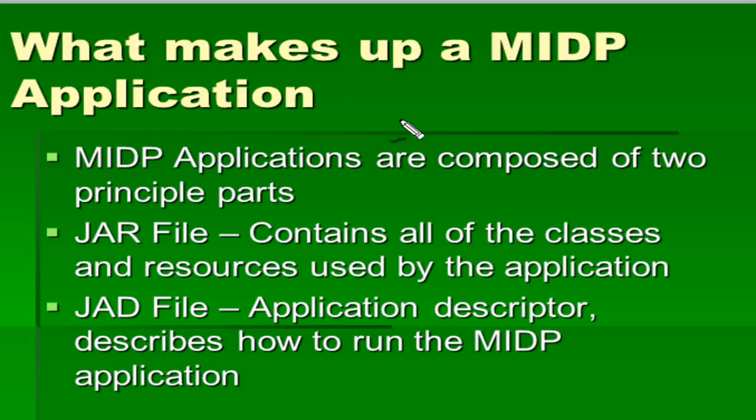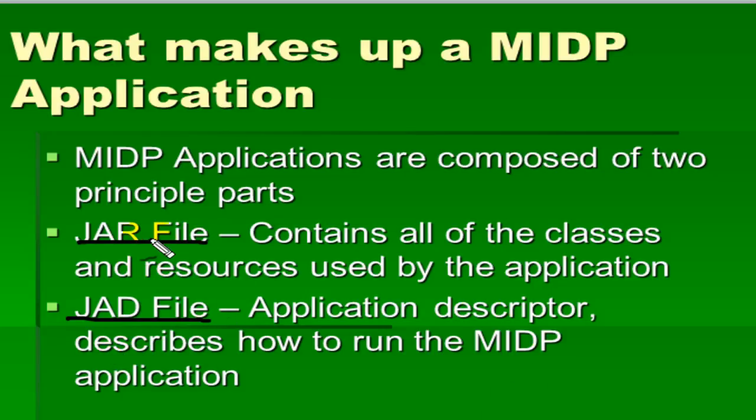And we have two important files when you actually build your MIDP application. One is the jar file and the other is the JAD file. Okay, the jar file contains all the classes and resources of the application. Everything you have is in a jar file. Actually, it's a Java archive file. It holds everything you have made, all resources and all.